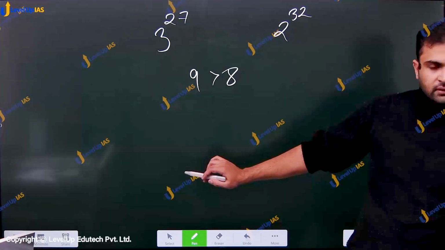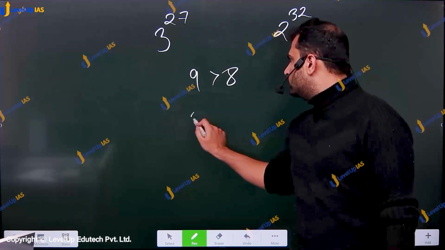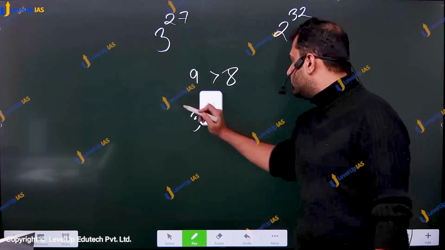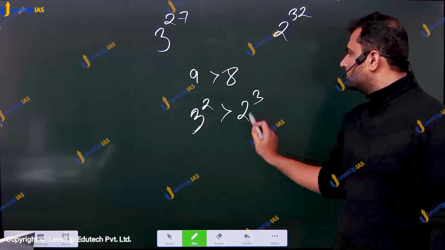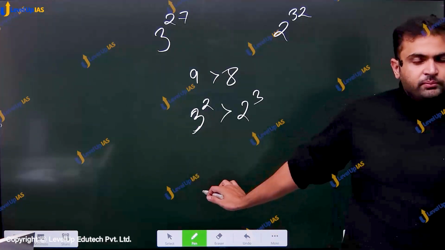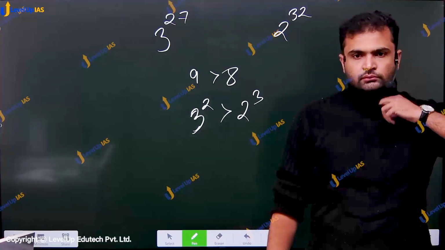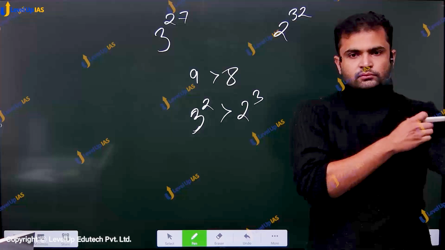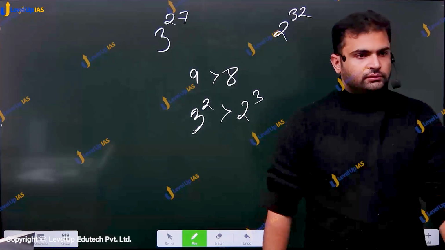right? So I have 3 square greater than 2 cube. This is my starting point now. Okay? Any issue? Huh? No issue?